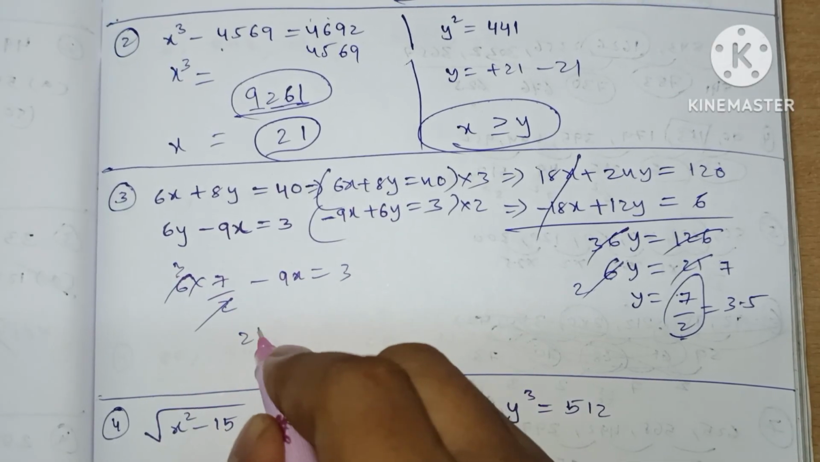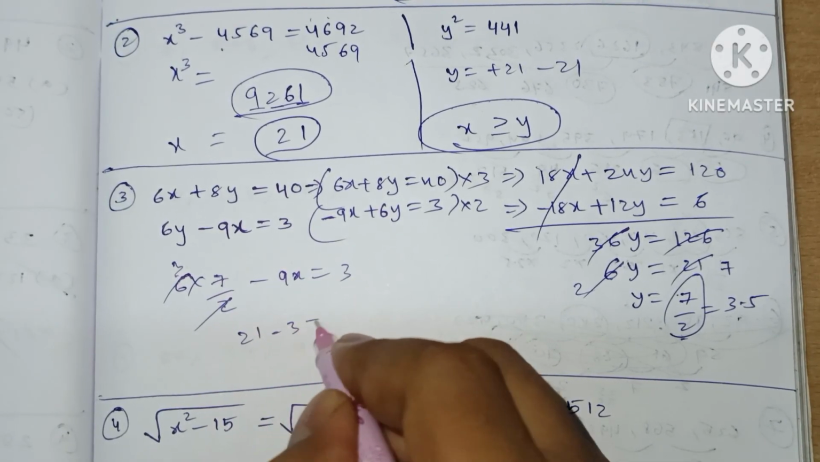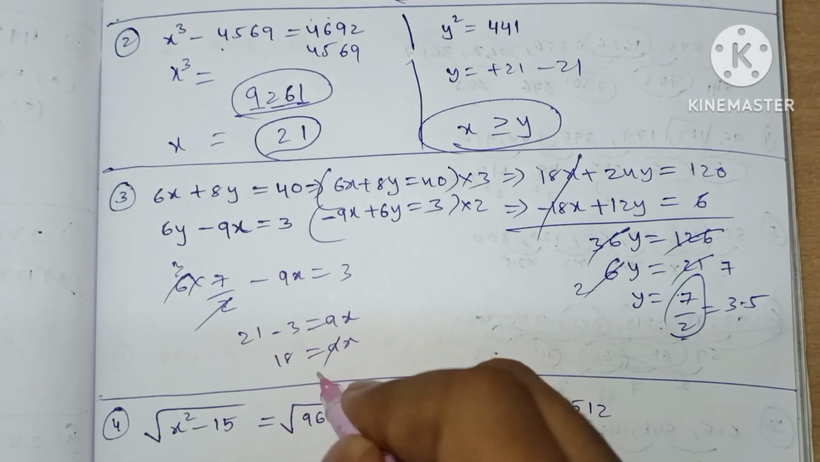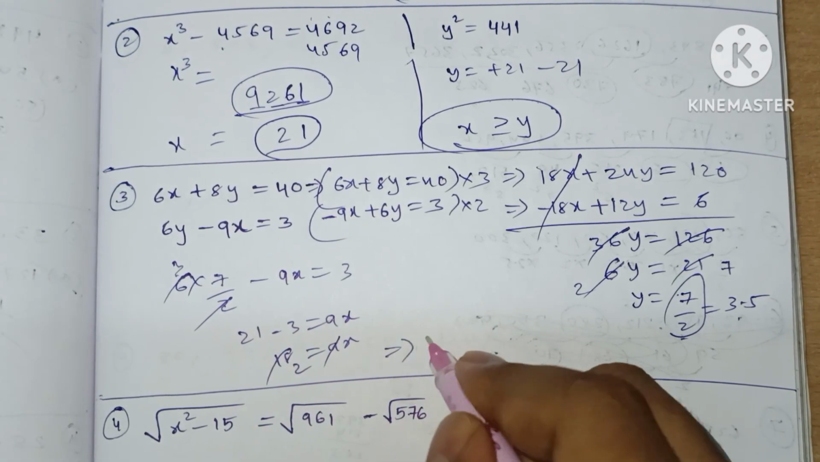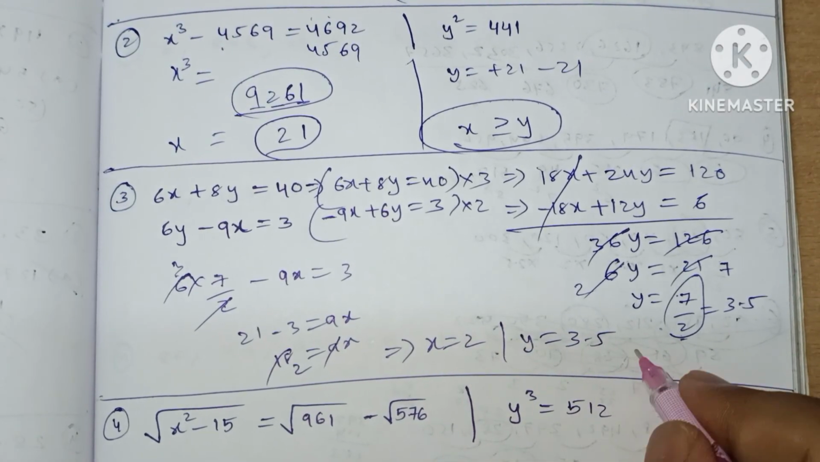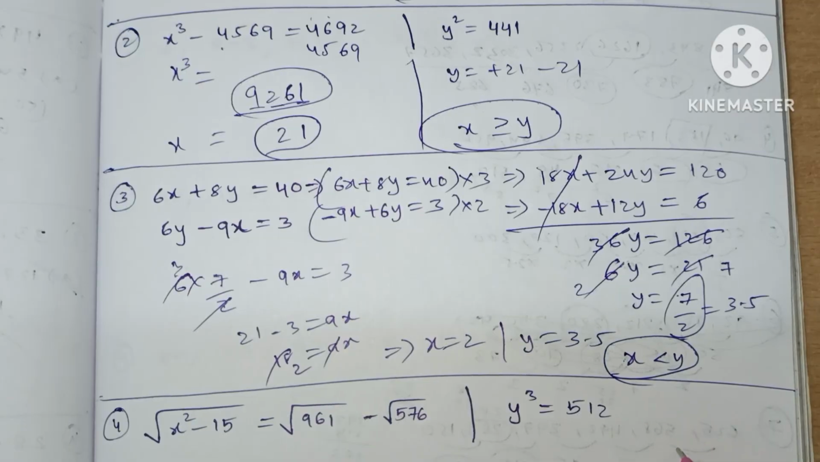3 times 21 minus 9x equals 3, so 3 times 21 minus 3 equals 9x, which will be 18. 18 by 9x means 2 times. So the x value will be 2, and the y value will be 3.5. By comparing these two, it is clear that x is lesser than y.